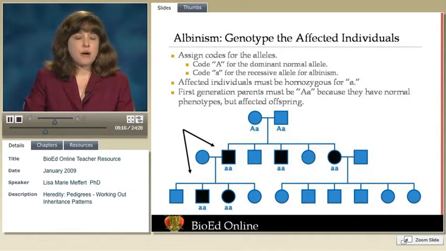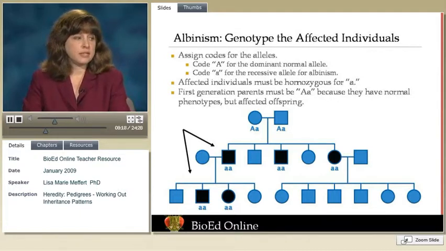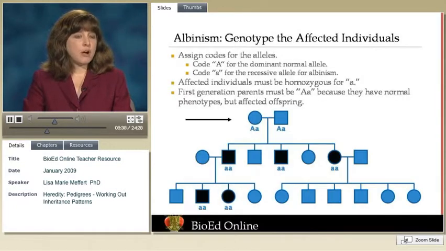So we're going to arbitrarily assign a big A for the dominant normal allele, and a little a for the recessive allele, which must be homozygous in order to confer the albinism trait. We know that all individuals who express this trait must be homozygous for the small a allele. So now we can fill in their genotypes as little a, little a. That part's really easy. And we already discussed this part. Note how these two normal individuals must somehow get together to produce some affected and some unaffected individuals. Therefore, they must be heterozygous. They're carrying the recessive allele.